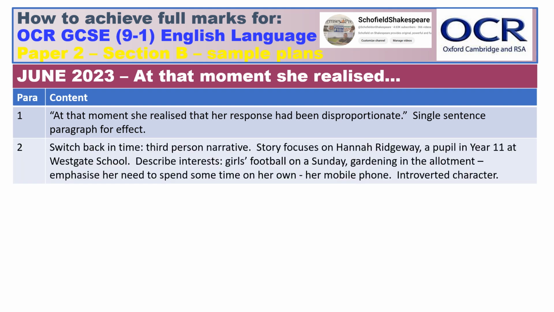However, I'm going to make the reader wait. I'm not going to tell them straight away what has happened to make the main character consider that perhaps she has acted disproportionately. Instead, I'm going to provide an introduction to my main character. Like many teenagers, she likes football and her mobile phone. But slightly unusually, she also loves to spend time in her allotment.